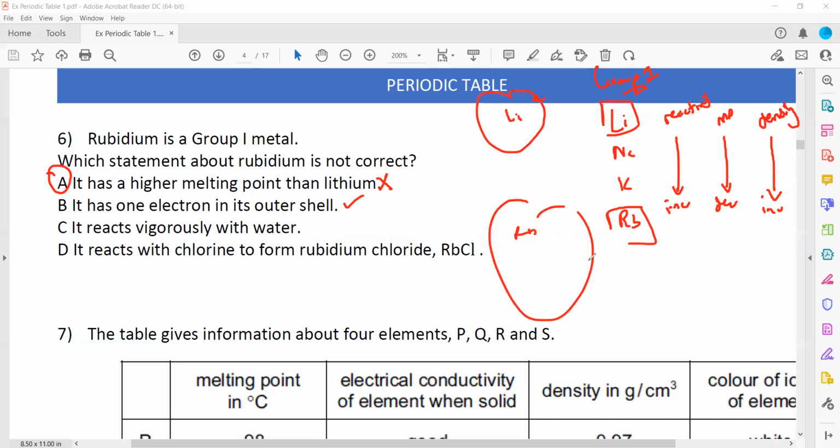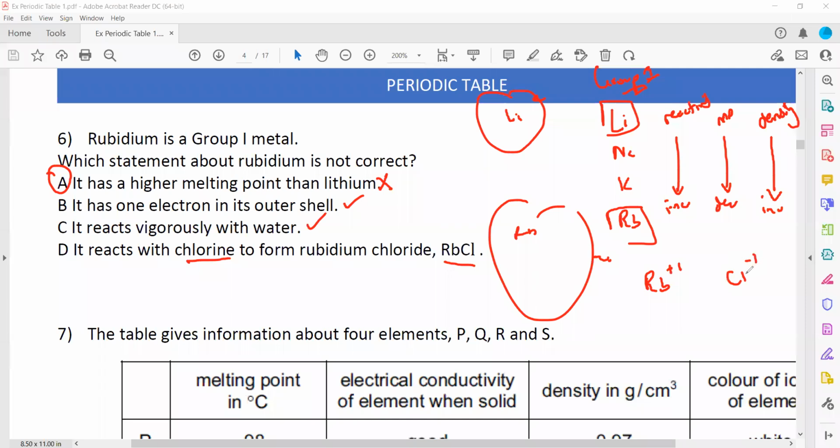Rubidium will also have one electron. It reacts vigorously with water because as we go down, the reactivity increases, so a vigorous or explosive reaction occurs. It reacts with chlorine to form rubidium chloride, RbCl. That's correct, because rubidium is group 1, so it has a valency of +1.